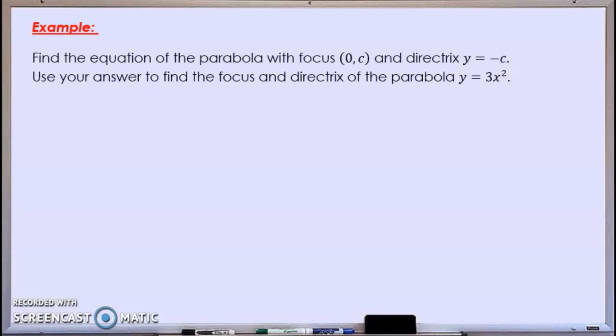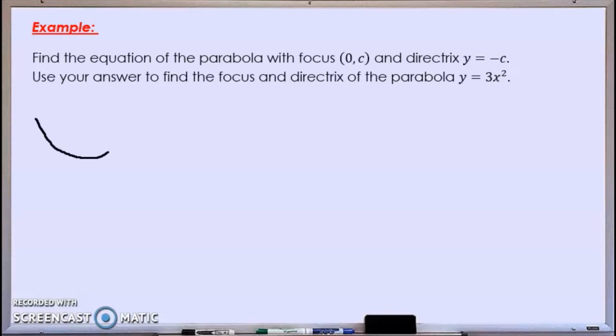We're going to try and find a general relationship between a parabola with the focus of (0, c) and a directrix of y equals negative c, and then use that to find where the focus and directrix are for a different parabola. So let's have a look at how we go. Now it can be handy to draw these things first.